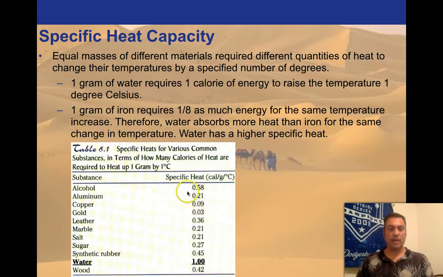So you get the idea. Alcohol is relatively low, but nothing comes close to water. Water has one of the highest specific heat capacities of anything that we deal with in nature. And of course, that has a major climate effect on the Earth, and it helps mediate the way that our climate works so that we don't have massive extremes like you see on planets without oceans.